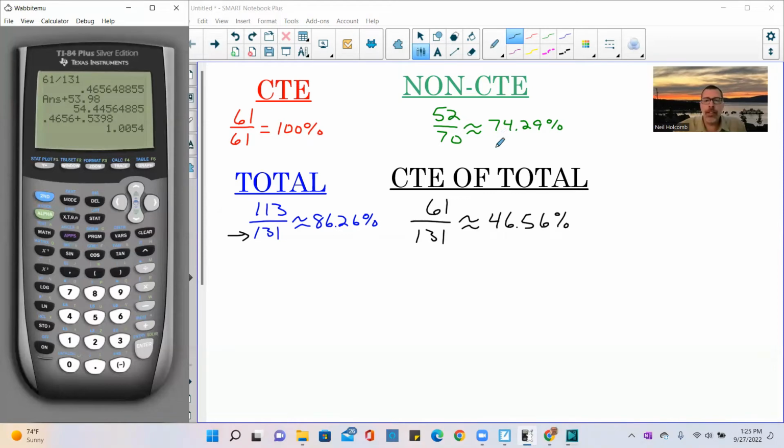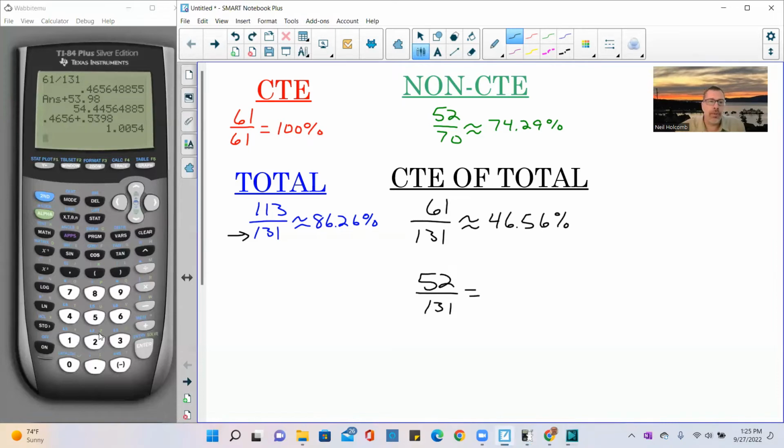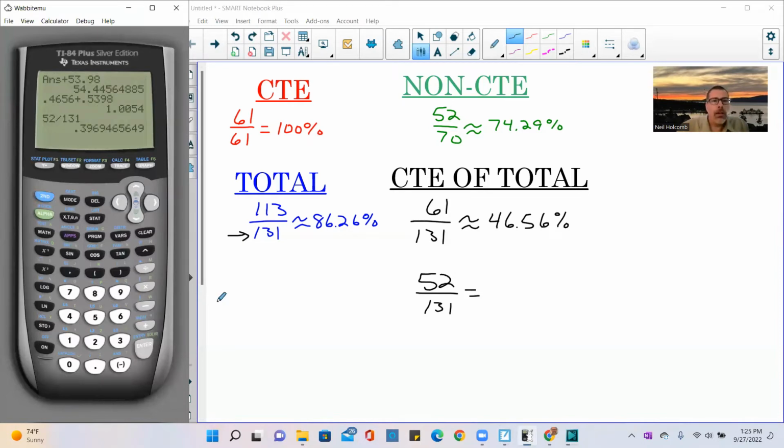The 53.98% would be your non-CTE students, because that would be 52 out of 131 equals. And if I do that, 52 divided by 131 is, that right? Those numbers don't add up. Oh yeah, that's graduating. 61 graduated here, 52 graduated here. 61 plus 52 is 113. That's correct. 61 plus 70 is 131. I'm just checking all the numbers here.